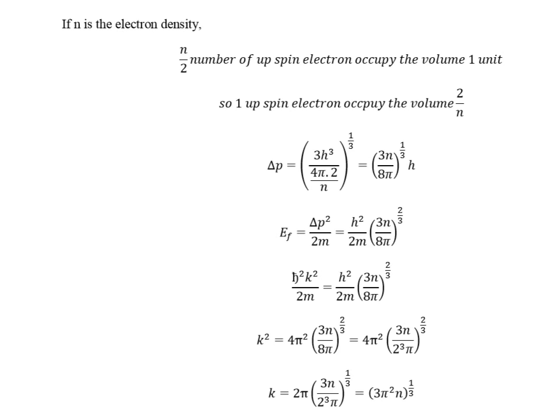Now Fermi energy is what? Uncertainty energy. That is delta P square by 2m. So substituting that value, we will get h square by 2m into 3n by 8 pi raised to 2 by 3, which is a very famous equation, and we have already learned that. Now equating with h cut square k square by 2m, we get k square equal to 4 pi square into 3n by 8 pi raised to 2 by 3. Solving, we get k equal to 3 pi square n raised to 1 by 3. This is also a very famous equation for Fermi wave vector.